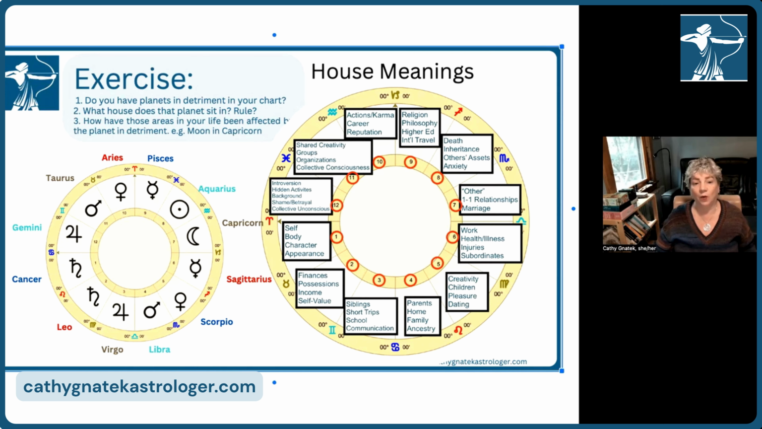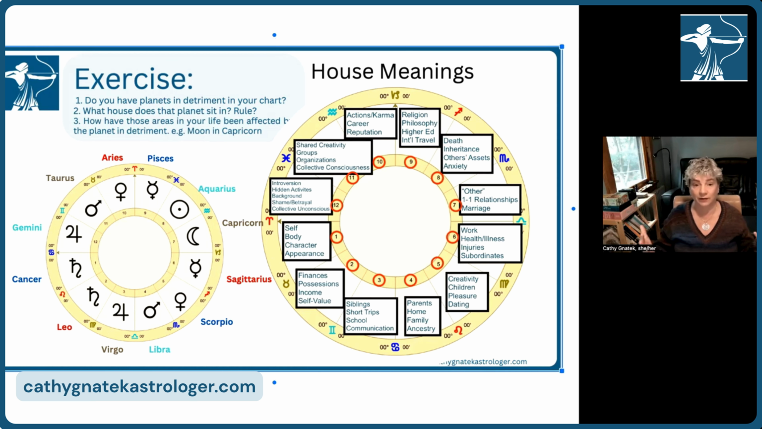You can ask yourself, do I have any planets in detriment in my chart? You can look really quickly. You can find a copy of your chart if you don't have it. I'll also drop a link to my video on how to pull up your birth chart on AstroSeek. You pull the chart up, there'll be a key there. You're going to be able to identify the planets and see what house they're in. So first, see if you have any planets in detriment in your chart.